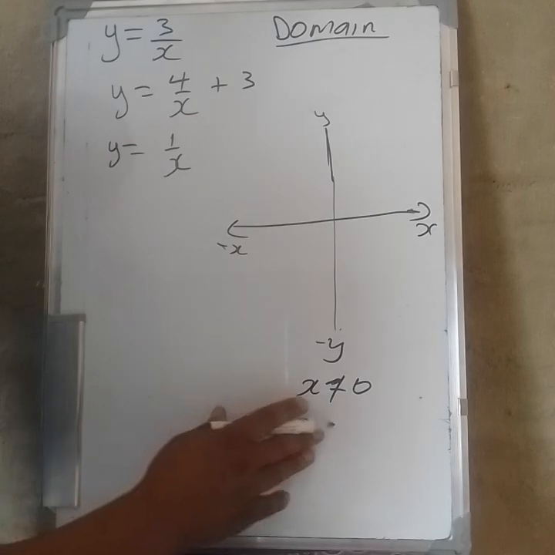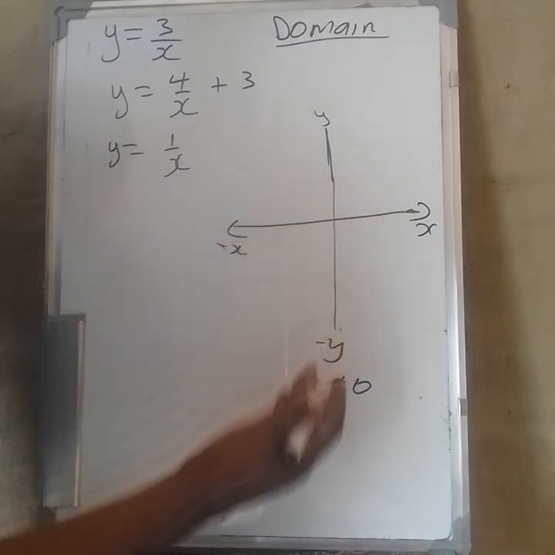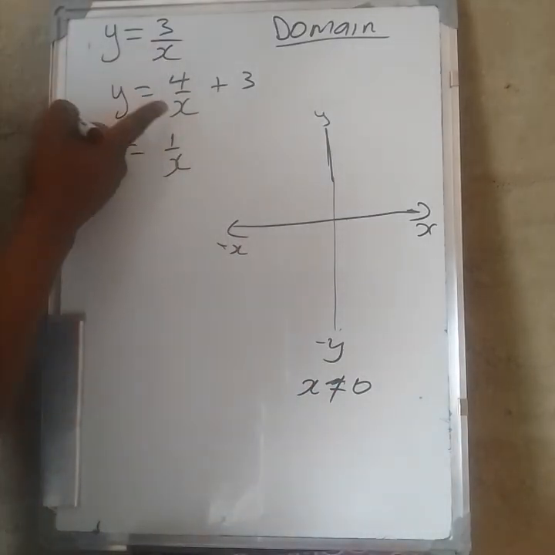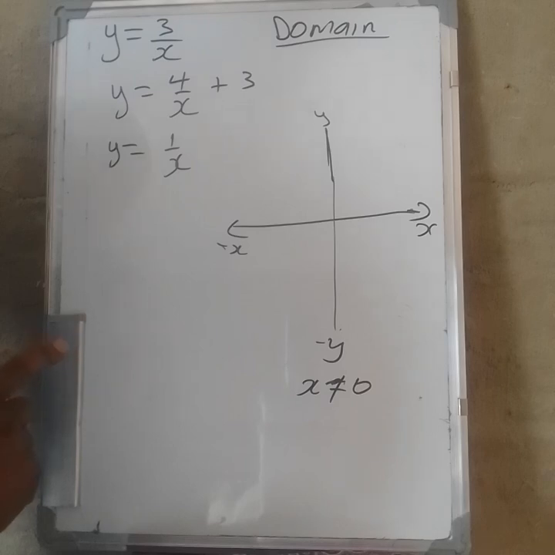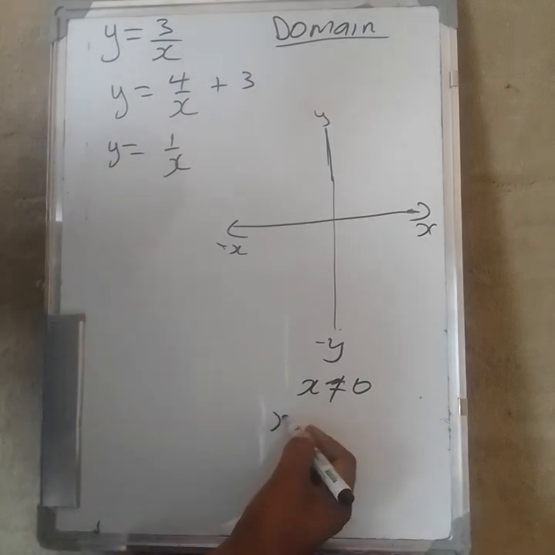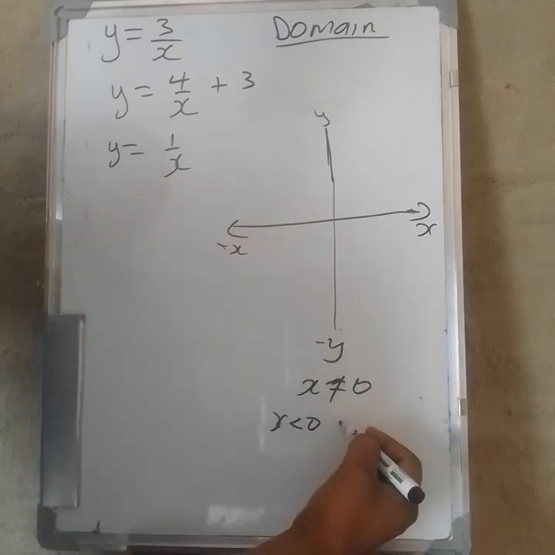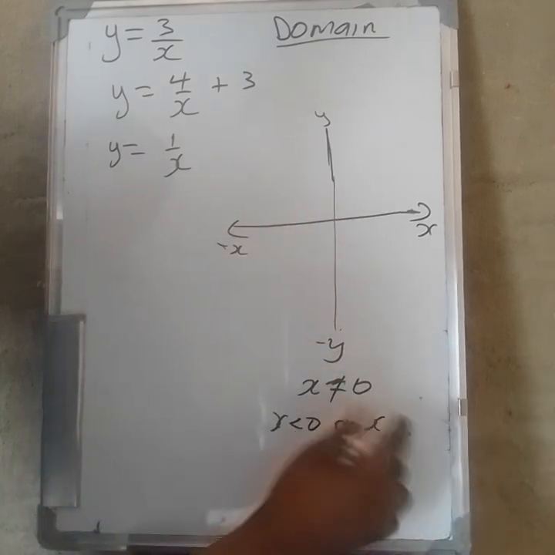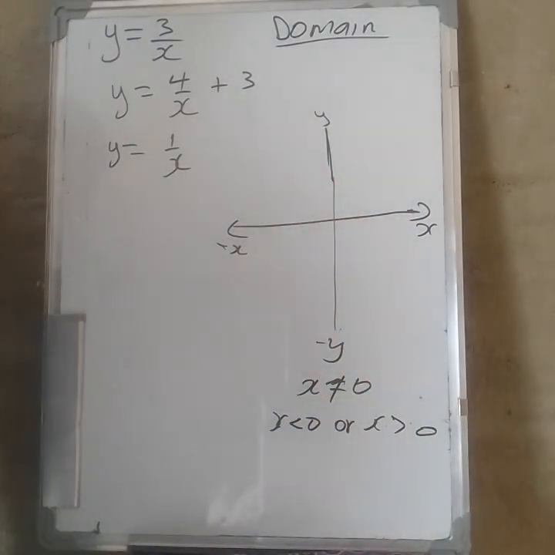That is the domain. If you write it like this, x is not equal to 0. We are saying x can be anything but not 0. Why not 0? Because if you put 0 here, this thing becomes undefined. Another way of writing it, you can say x less than 0, meaning all the other numbers less than 0, or x greater than 0, and all the numbers that are bigger than 0.